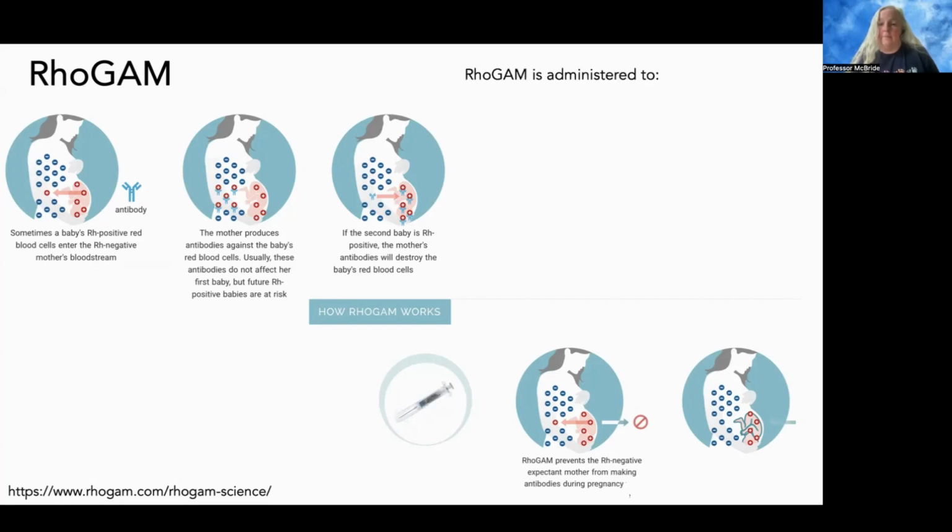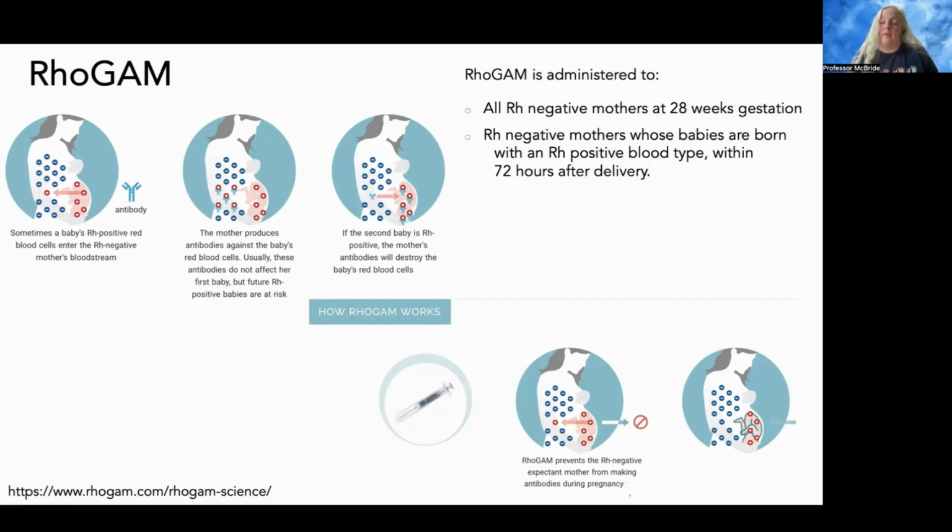So we give RhoGAM to all Rh negative mothers at 28 weeks gestation because we don't know if the baby is Rh positive or not. So we do this for all moms at 28 weeks. Then when the baby is born, we find out what the baby's blood type is. If the baby's blood type is indeed Rh positive, the mother will receive another dose of RhoGAM within 72 hours after delivery. If the baby's Rh is negative, there's nothing else to do.